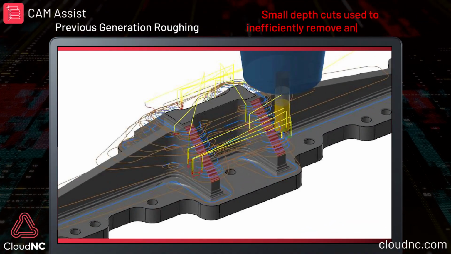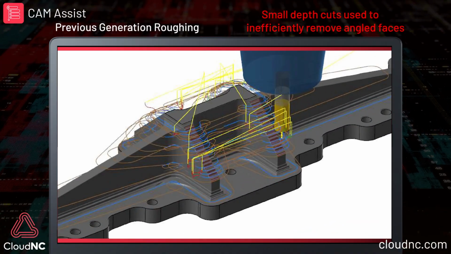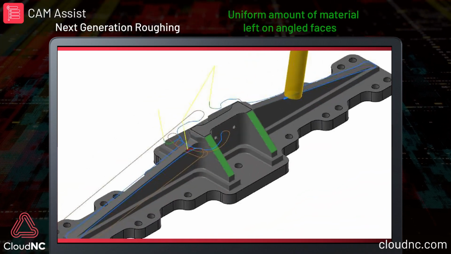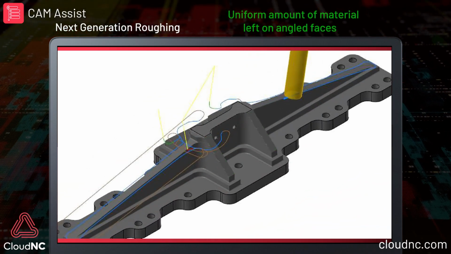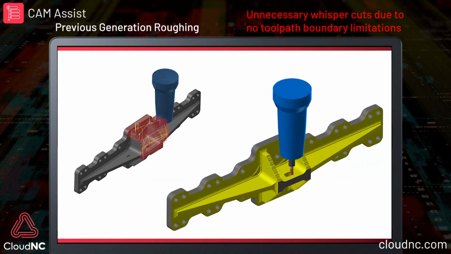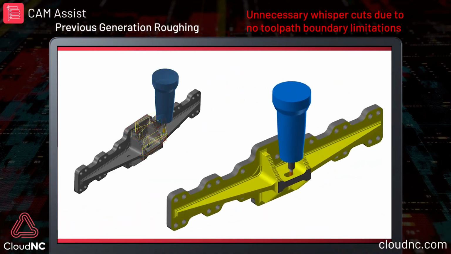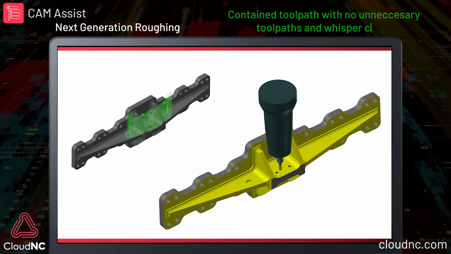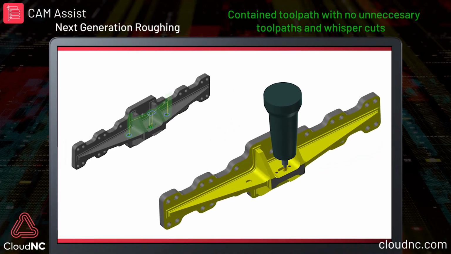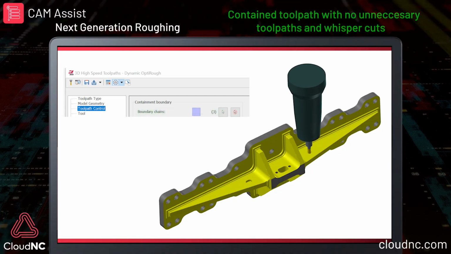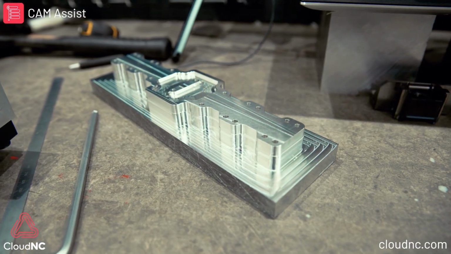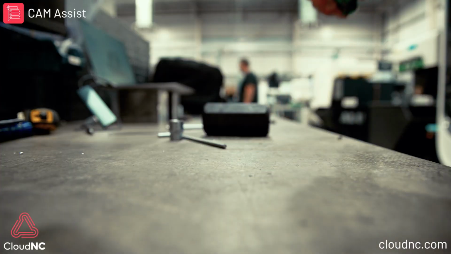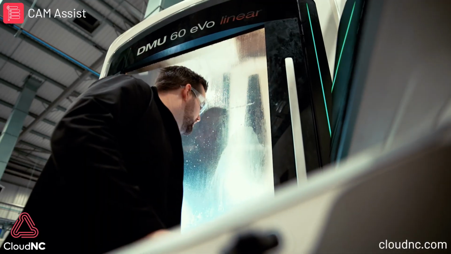In previous generation roughing, small depth cuts are used to inefficiently remove angled faces. Next generation roughing uses 3+2 indexing to leave a uniform amount of material on the angled faces. Unnecessary whisper cuts are performed in previous generation roughing due to there being no toolpath boundary limitations. But as we can see in our next generation roughing, a contained toolpath means the elimination of unnecessary toolpaths and whisper cuts. As you can see from the toolpath comparisons, next-generation roughing produces an improved roughing strategy more along the lines of what is expected by machinists.